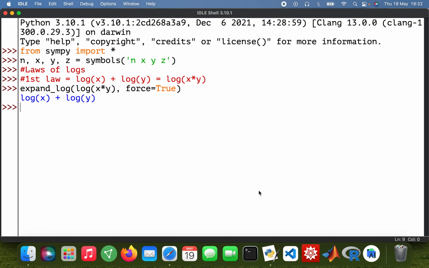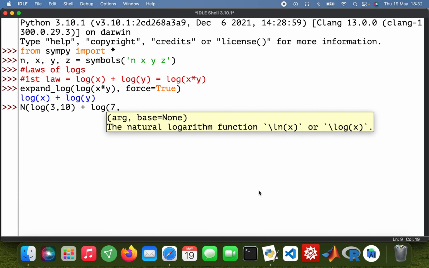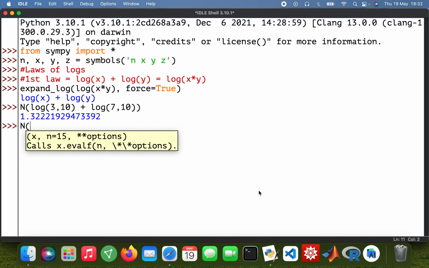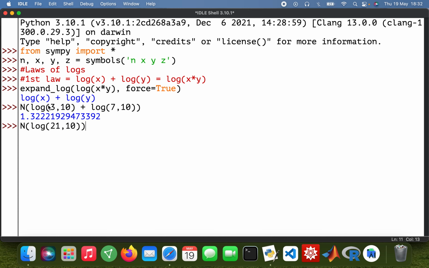So there we are. Okay, so I'll do an example, a numerical example. So n, and log 3 in base 10 plus log 7 in base 10. Okay, so that's equivalent to n log 21 in base 10, because we're multiplying 3 times 7 to get 21. Okay, cool.